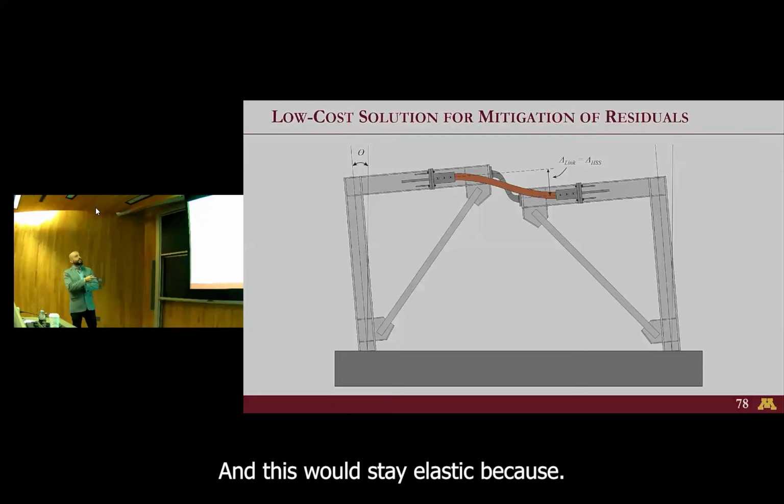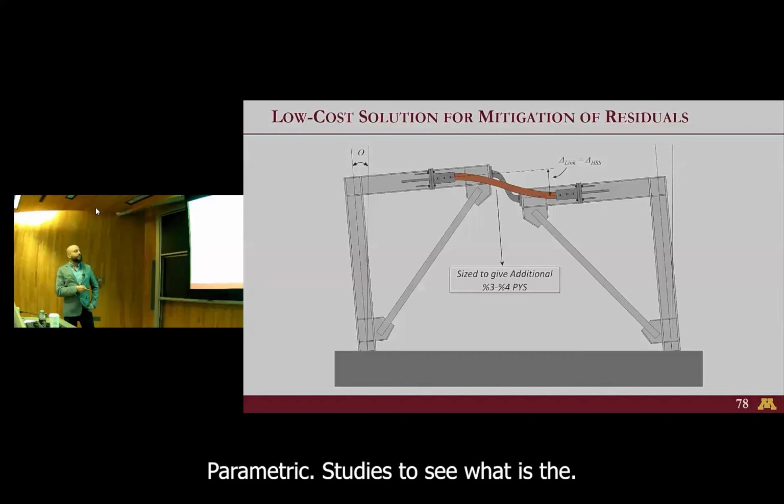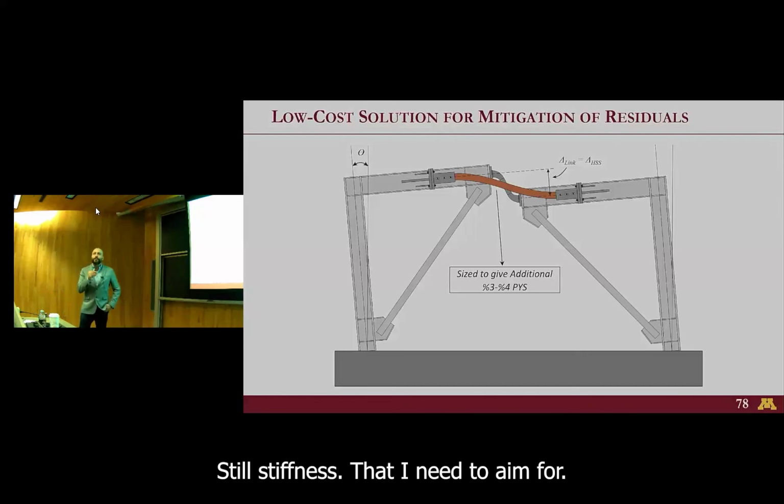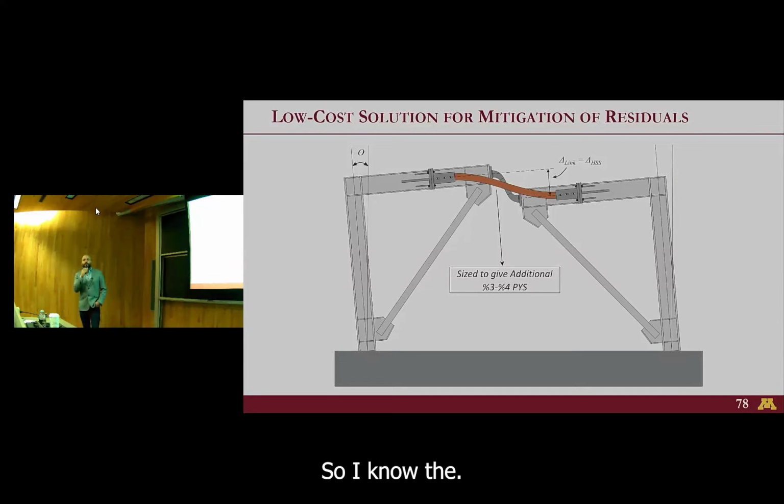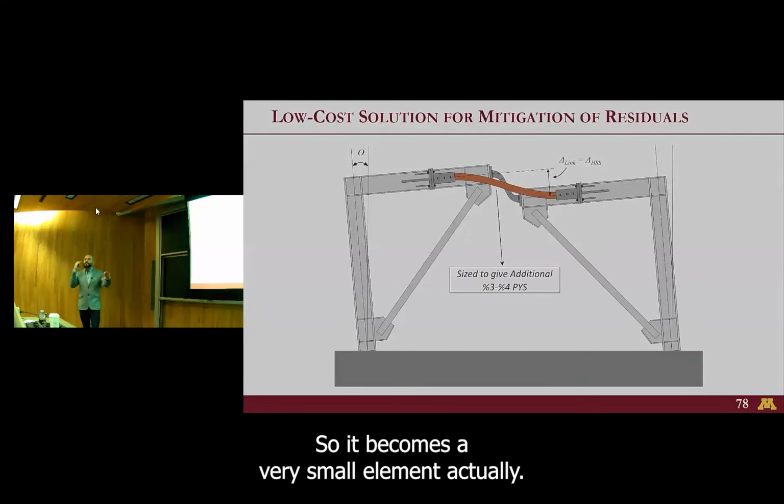And this would stay elastic because it's longer, and it would provide post-yield stiffness. Again, I did a lot of parametric studies to see what is the optimum post-yield stiffness that I need to aim for. And the number that we reached was 3 to 4% post-yield stiffness of the elastic stiffness of the link. So I know the elastic stiffness. I know what my HSS should be. So it becomes a very small element, actually.